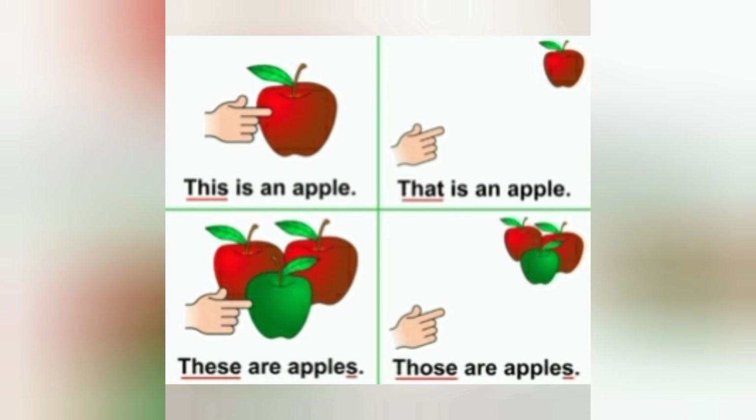These are apples. The next is those. Those are apples. We used those in this image because the apples are more than one, meaning plural, but the apples are far from the hands. Okay. The next is how.